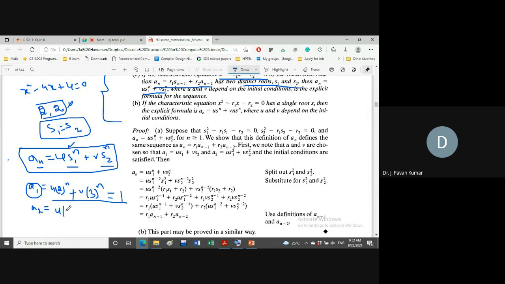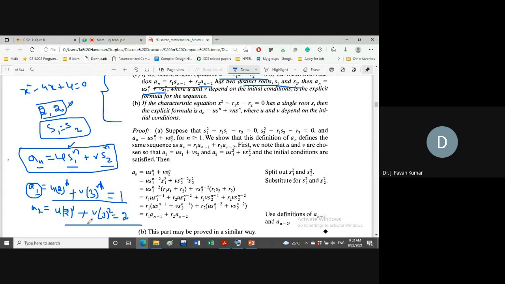U into 2 power 2 plus V into 3 power 2. And let us assume A2, that is the second term, as 2 itself. Anyway, this is 1, this is 1. Why? Because A1 we are calculating. So 2u plus 3v is equal to 1, and here 4u plus 9v is equal to 2.